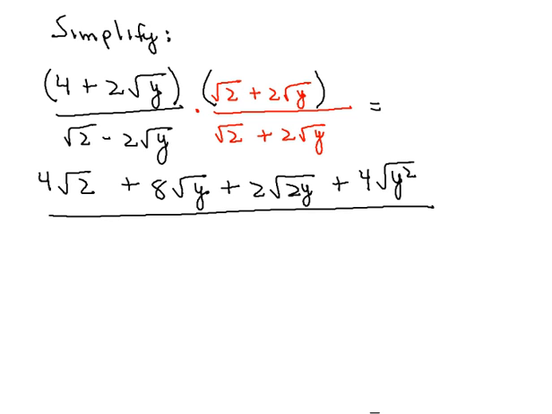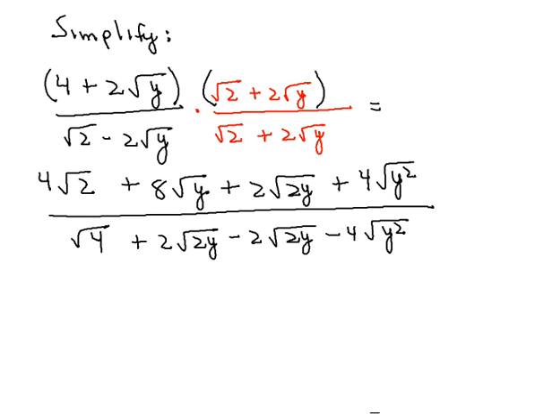And in the denominator, multiplying the first terms, the square root of 2 times the square root of 2 will be the square root of 4. The outer product will be then plus 2 times the square root of 2y. The inner product minus 2 times the square root of 2y. And multiplying the last terms together, that will be minus 4 times the square root of y squared.